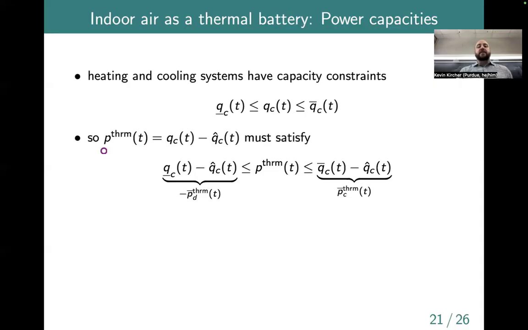All right, and then our definition of the thermal power, just by identifying terms in the battery model, was just QC minus the nominal Q hat C. So if we subtract a Q hat everywhere in this inequality, then we get in the middle QC minus Q hat, and that's just our P therm. And then we have these terms on the left and the right-hand side. And those define basically our power capacities for charging and discharging the battery.